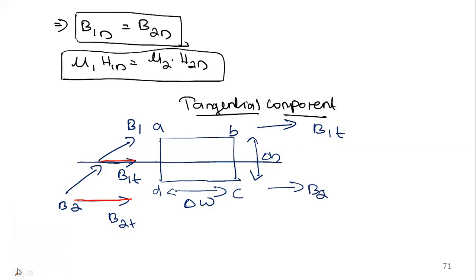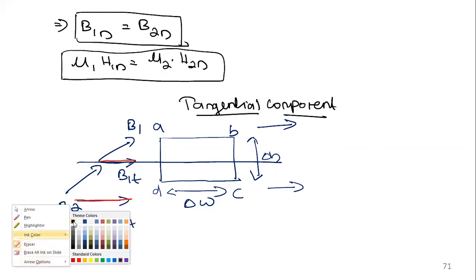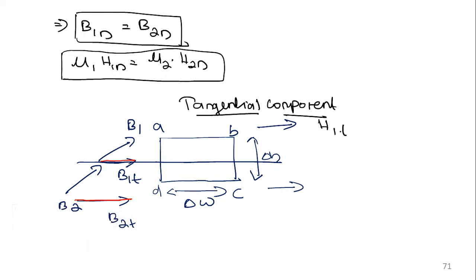B is already marked, right? So we will mark it in terms of H. B is equal to mu into H. So it will be H1T and this will be H2T.